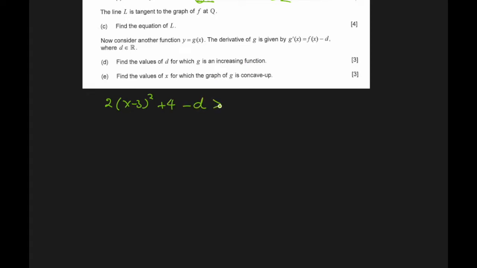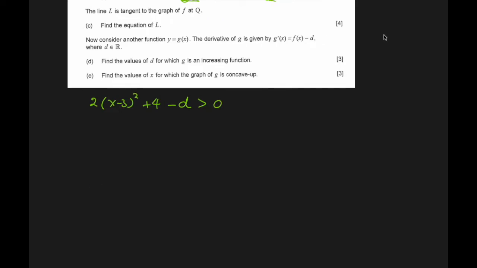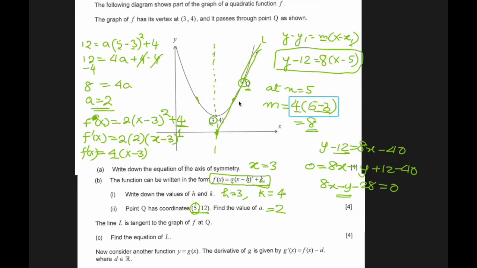Positive means greater than 0. So keep in mind that this part is f(x), and we have to subtract something from it so that it becomes greater than 0. So let's go back to the graph. Look at this. This whole parabola is positive. It is above 0, correct? So what should be the value of d so that it is always positive?